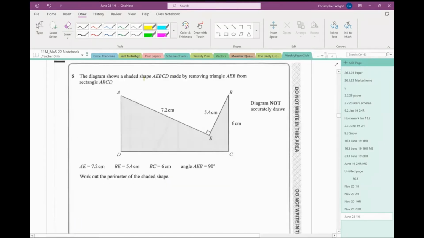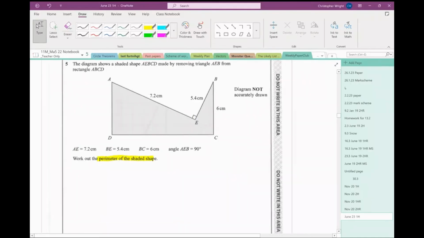The diagram shows a shaded shape AEBCD, made by removing a triangle AEB from the rectangle. Okay, here are some measurements that I'm told, including that angle there. Work out the perimeter of the shaded shape.